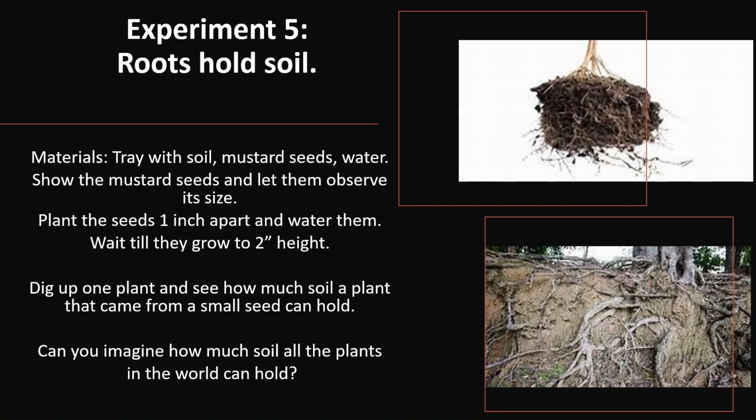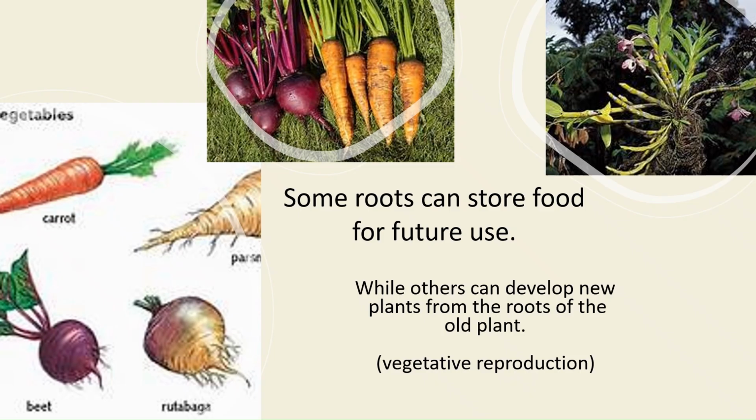Dig up one plant and see how much soil a plant that came from a small seed can hold. Can you imagine how much soil all the plants in the world can hold? Some roots can store food for future use, while others can develop new plants from the roots of the old plant. This is called vegetative reproduction.